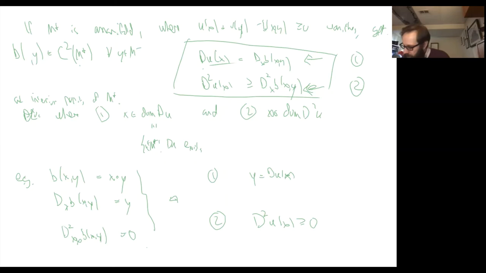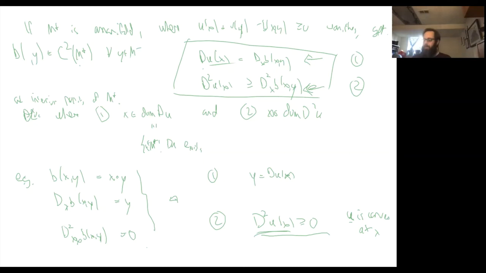Right, so Joaquin wrote in the chat, the second condition is saying u is convex at x. And if every x is paired with some y, so in other words, if all the women are matched with men, then you're going to have the Hessian of u non-negative at every x, and so u is going to be globally convex.